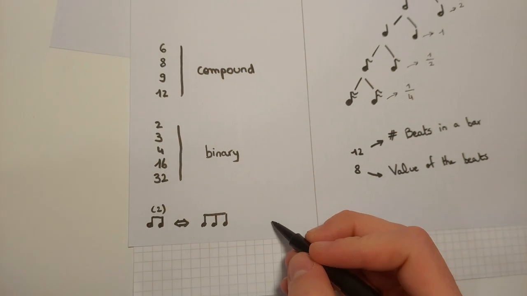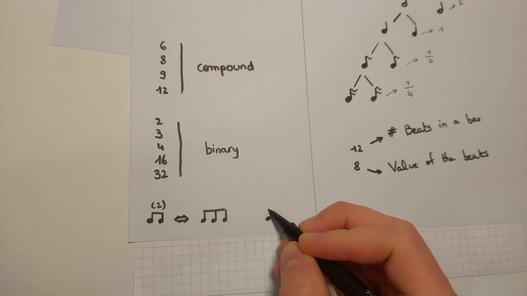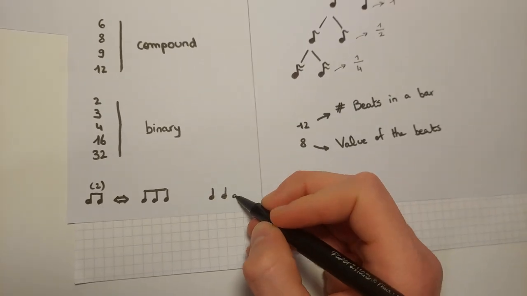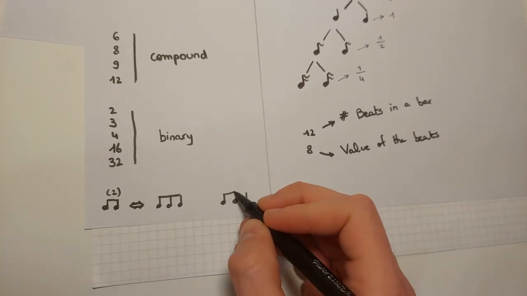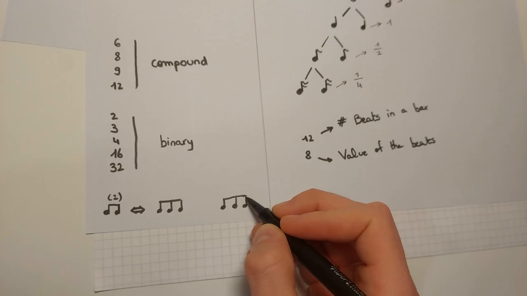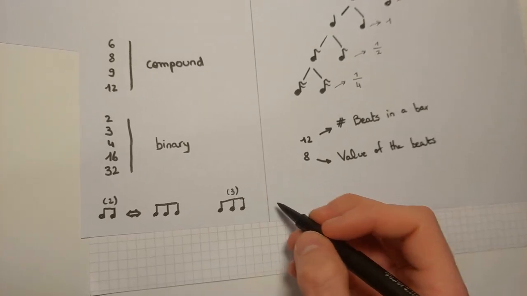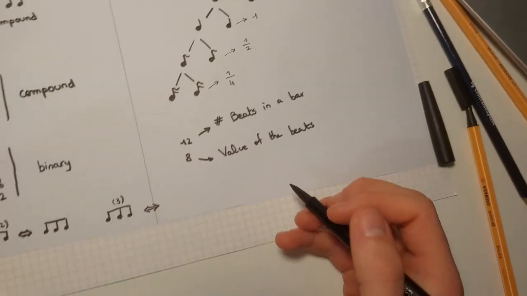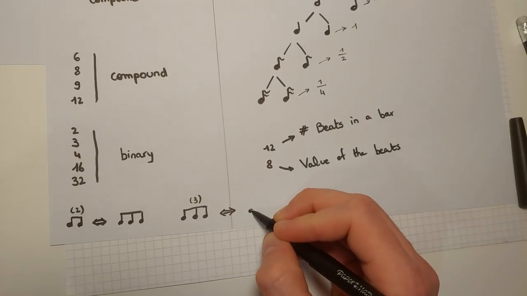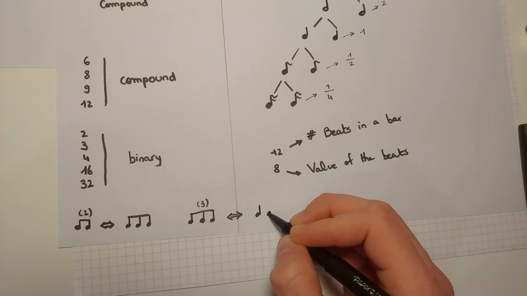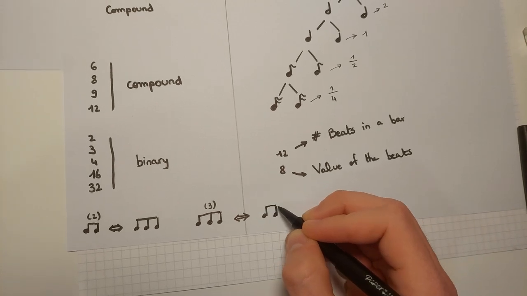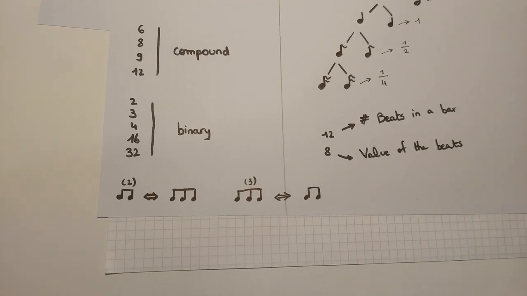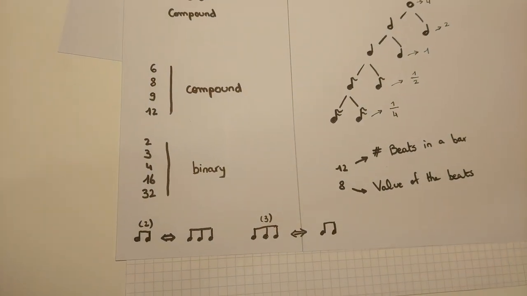In the same way, if we have 3 quavers, like that, with 3 on top, this is equivalent to only 2 quavers. Like that. So we will need to be careful with these irregulars.